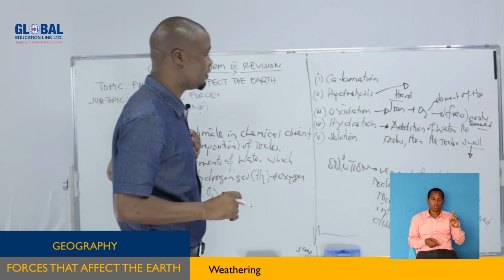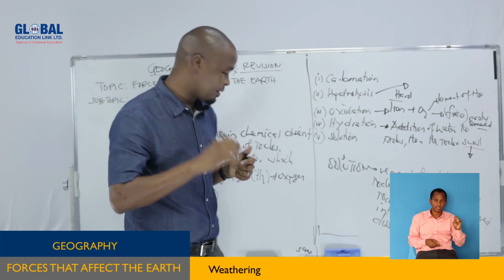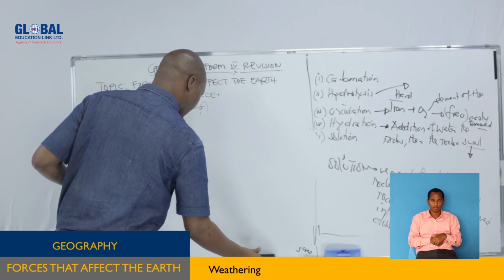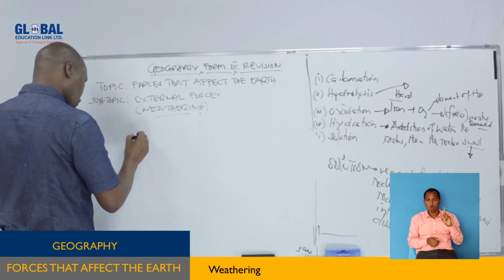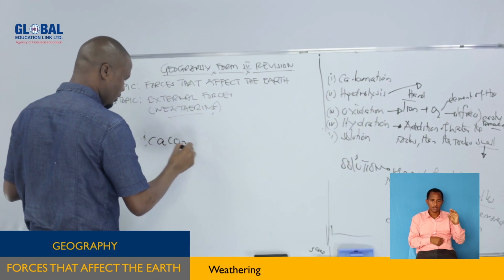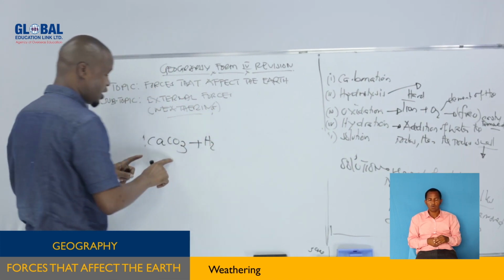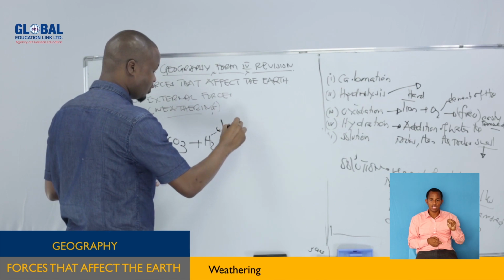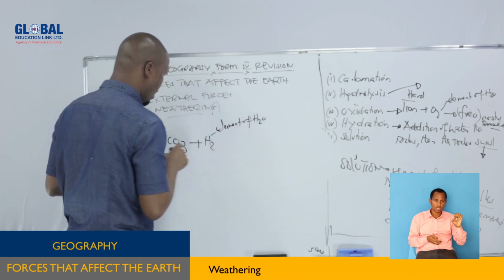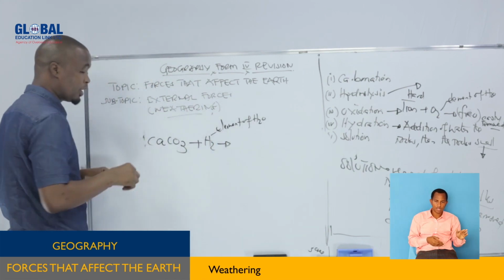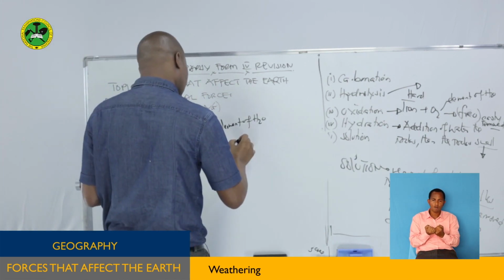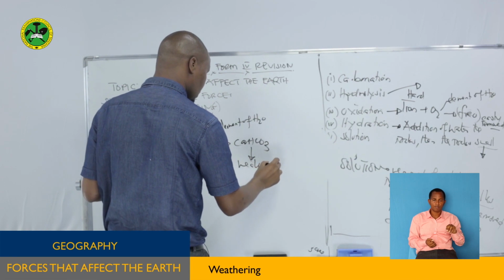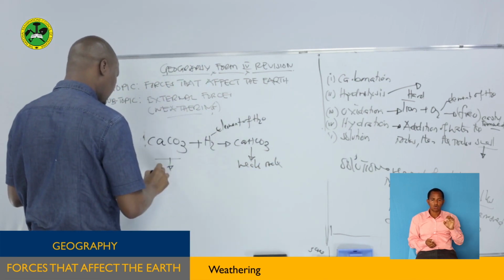Hydrolysis is the process whereby, let me explain right here, we have the rock which contains the calcium component. This rock may react with the hydrogen, which is an element of water. Are you together? So what happened? It may form the weak calcium hydrogen carbonate. This is a weak rock, while this one is a hard rock.